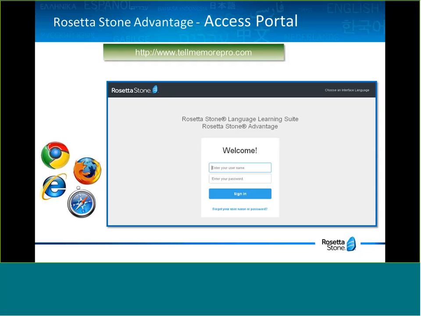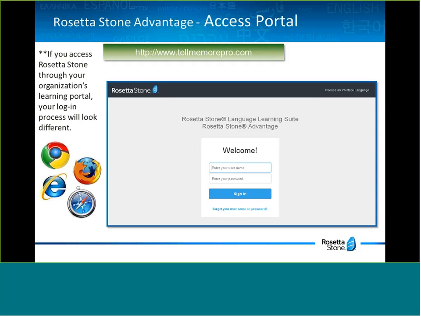It is worth mentioning that if you access Rosetta Stone Advantage through your organization's learning portal, your sign-in process will look a bit different than this one. So just be sure to reach out to your administrator and make sure that you know how to access your account. If you need to change the language displayed on the website, simply click on the top right corner, choose an interface language, and select the one you want to display. Then click on Continue to accept the terms of use.